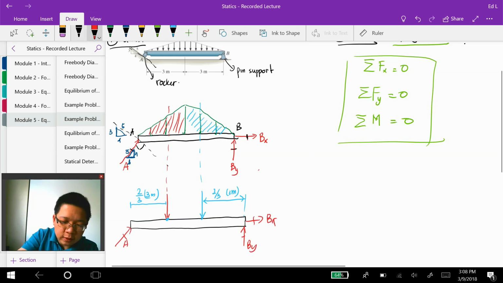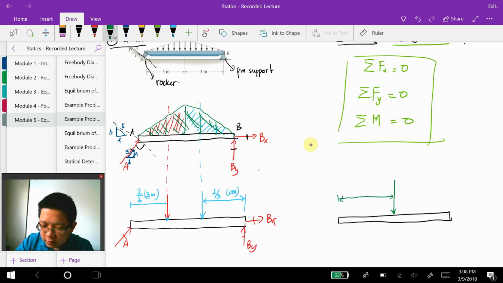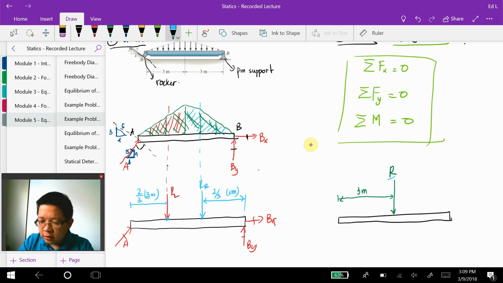The second possibility is to have the whole thing as one resultant force in the middle of the triangle. Here this is 3 meter, and this is R. Let's call the first ones RL and RR, and here is just one R. This is By, this is Bx, and this is A.